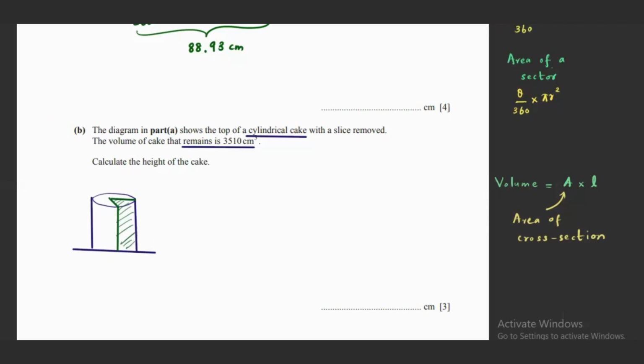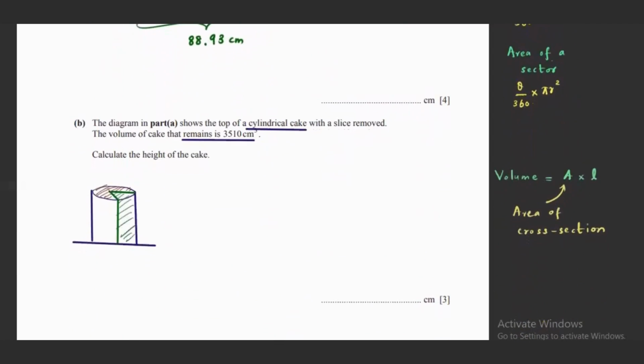Now, this remaining portion's volume that we have here. So this is how the top will be. That is the one that is given here. And this height of the cake is what we are supposed to find. So this remaining volume is only equal to 3,510 cubic centimeters. We need to calculate what this height is. To calculate the volume of a cylinder, we have a formula which is pi r squared times h.